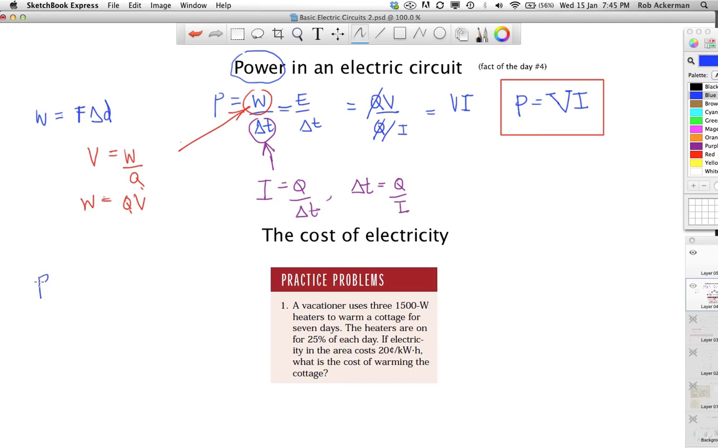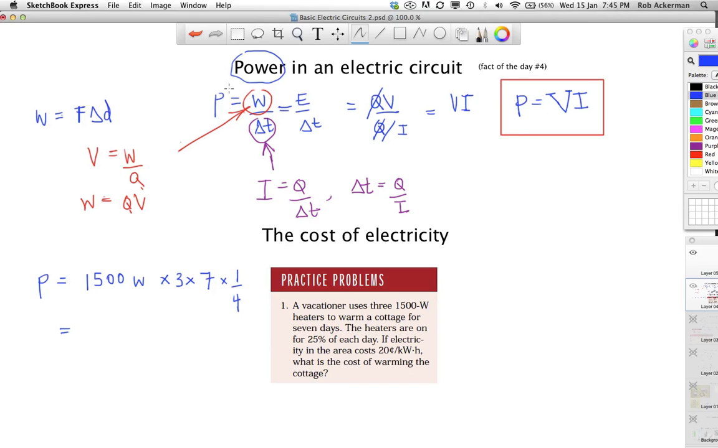What is the power here? Power is equal to 1,500 watts. There are 3 of these things. They are on for 7 days, but only a quarter of each day do they operate. You don't need the heaters on every single minute. So what we can do here is take the power, multiply it by all that time, and we're going to get what?